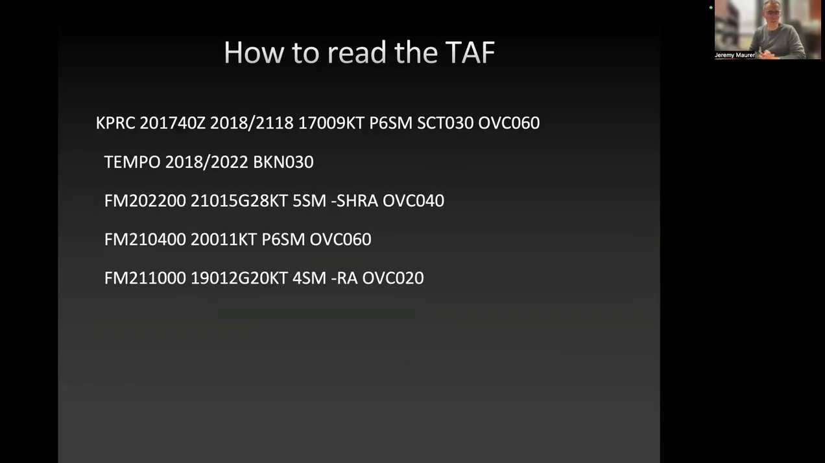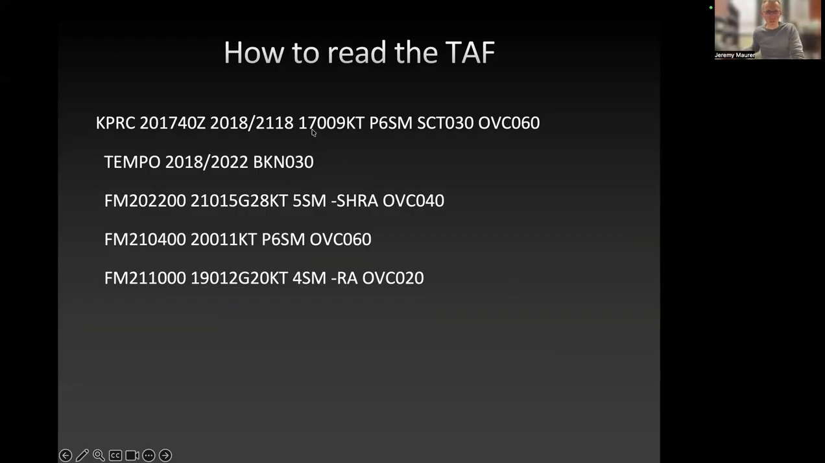So let's get some more practice on a new one. We've got KPRC here, whatever airport that is. There's our time period that the forecast was made, the 20th day of the month, 1740 hours. So 1740 Zulu time. Our time period of relevance for this forecast is the 20th day of the month, 1800 hours, to the 21st day of the month, 1800 hours. So this is a 24-hour forecast.